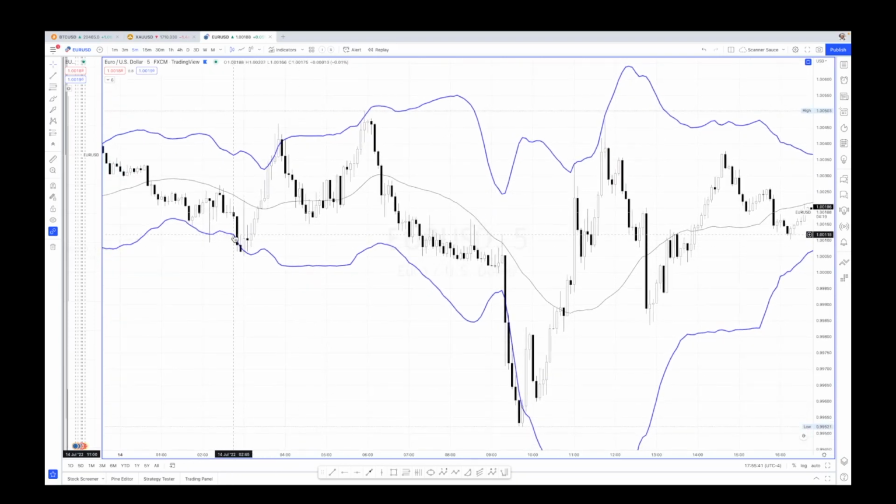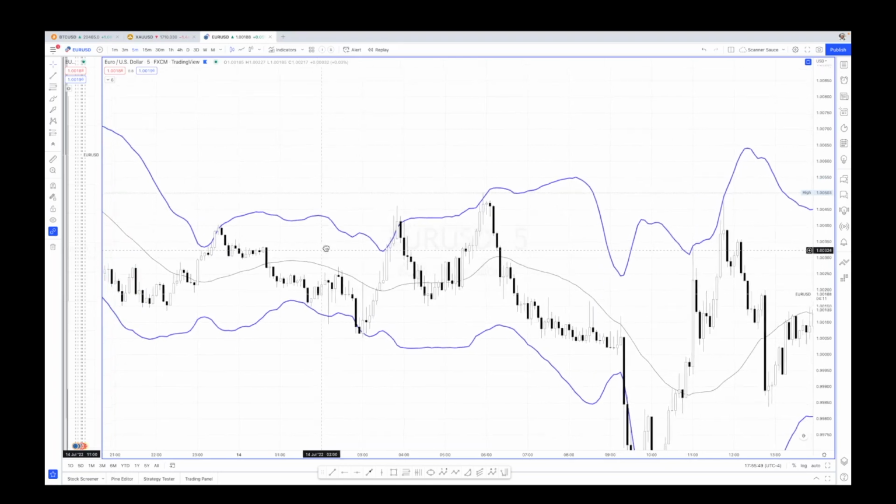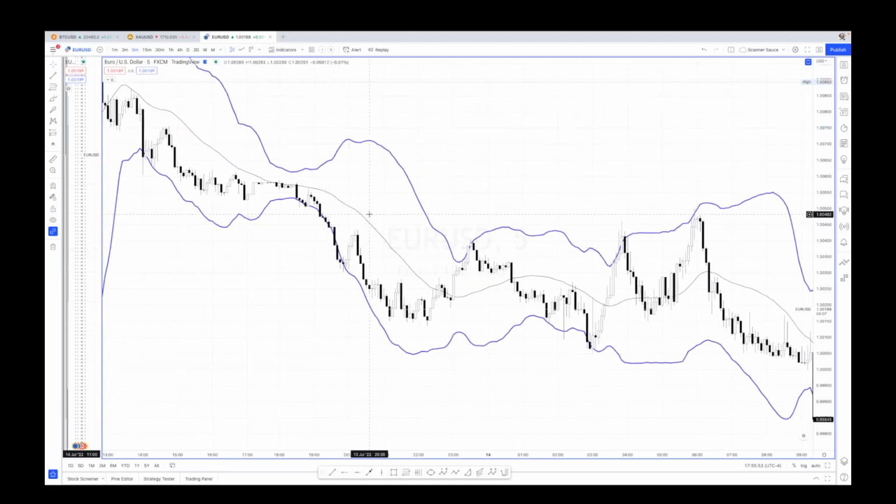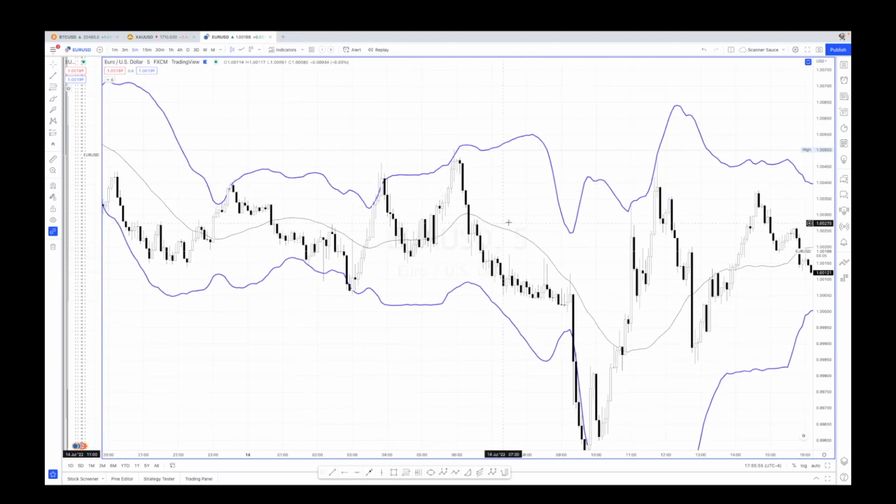Whenever you see the market breaks below the lower band too much, that's the indication where you can start to take buys. So I'm gonna get into depth a little bit better on how to use it, but I just wanna explain a little bit what it actually is.